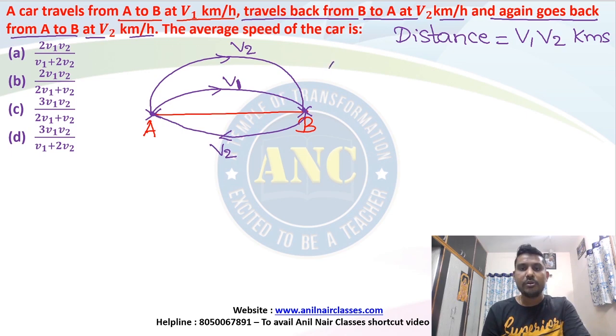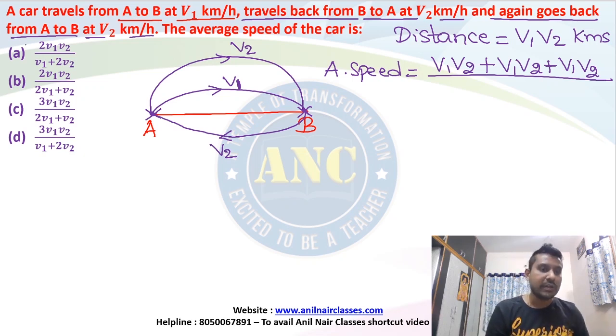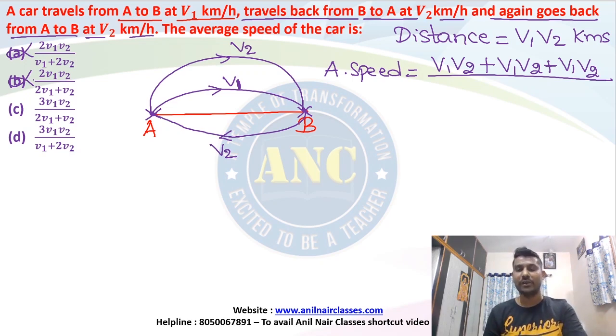So if I want to calculate the average speed, it is total distance divided by total time. Total distance: from A to B, it will travel V1 V2. Again from B to A, it will travel another V1 V2. One more time from A to B, it will travel another V1 V2. So the numerator should become 3 times V1 V2. So definitely option C and option B are ruled out because they are 2 times V1 V2. It cannot be possible. Now either option C or option D should be the right answer.